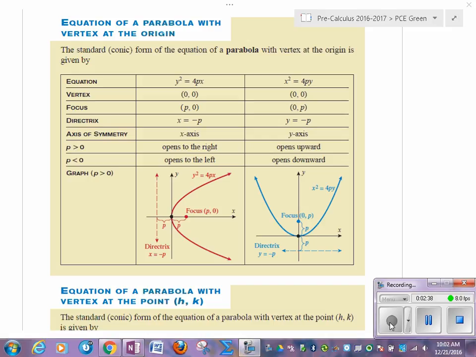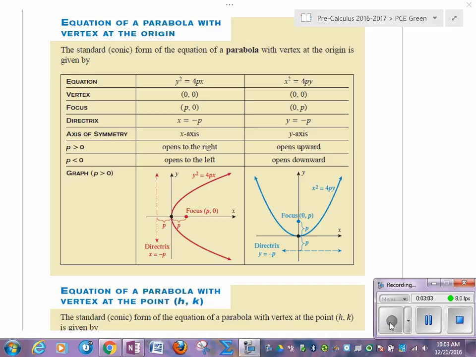These next two tables are basically just for your reference. We're going to look at some new equations that we've never dealt with before, such as y squared equals 4px and x squared equals 4py. These are different equations for your parabola. Notice if it's a y squared, then it opens to the left or to the right. And if it's an x squared, it opens up and down, which is the ones that you're used to.